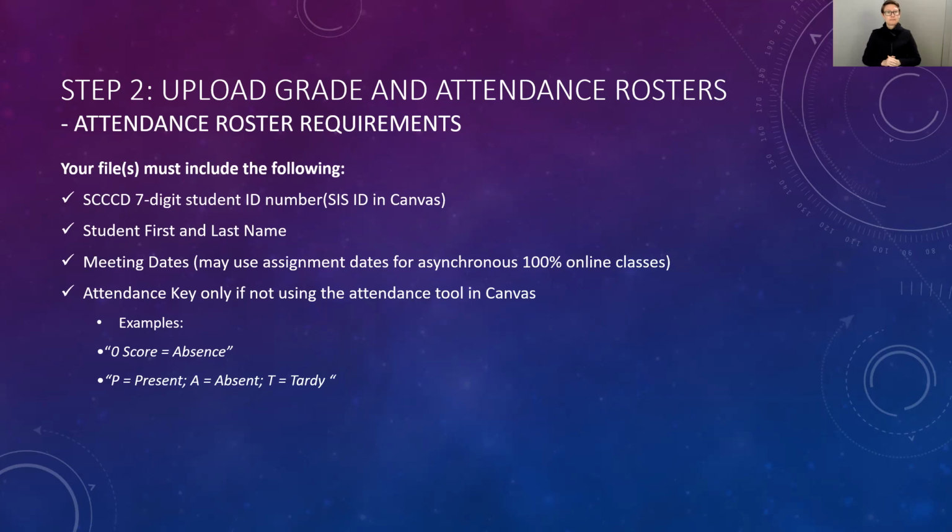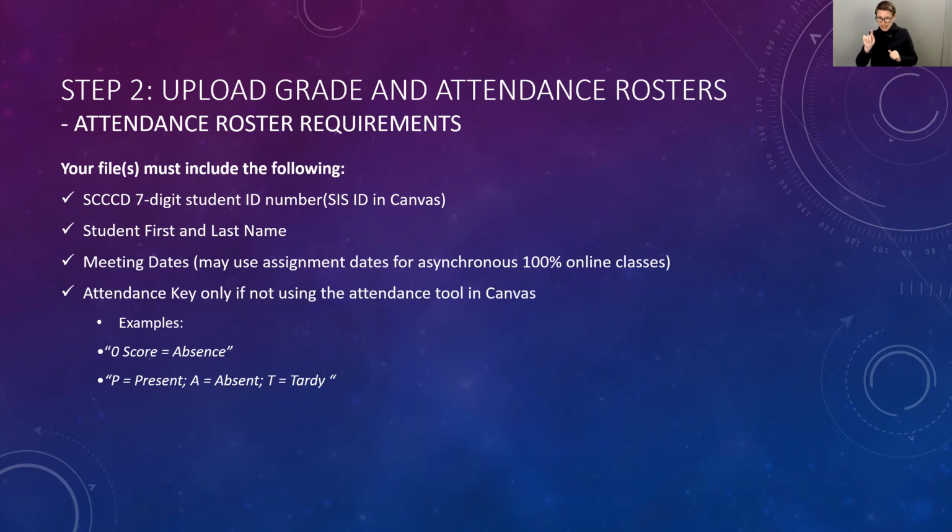Let's see, for your attendance, similar to your grades, it just needs to have their ID numbers, their first name and last name, and dates. Dates are required for all attendance. Attendance is required for all classes. There's some misconception that some classes, like the 100% online classes, do not require attendance, but per state mandate, all classes, including the asynchronous classes, require attendance. So we have to have dates listed in there.